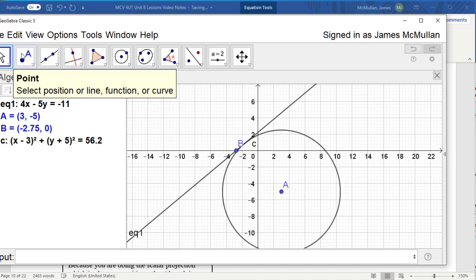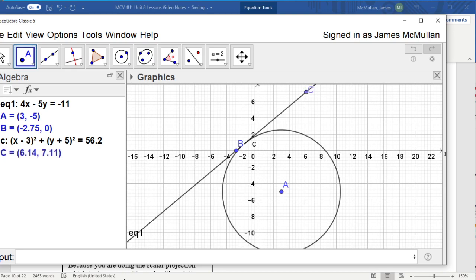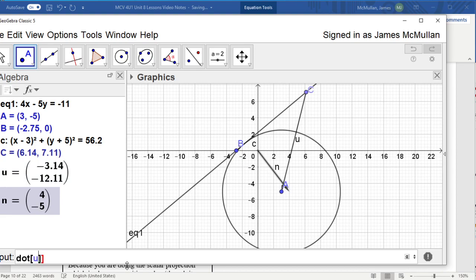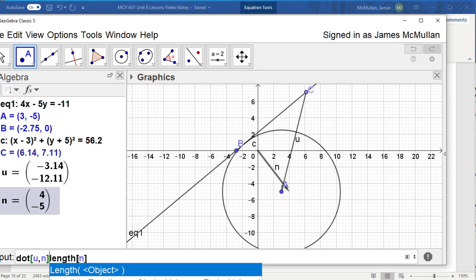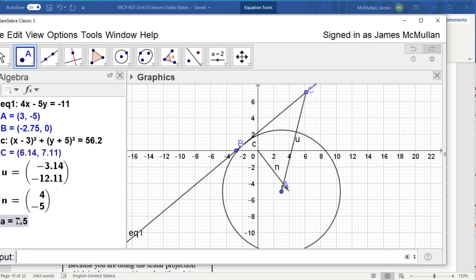Okay, again, let's do the vector solution. Make a random point. We'll go vector C to A. Then we're going to draw the normal vector, which is 4, negative 5. And then we're going to do the dot product divided by the length of n. Okay, and 7.49634, which should be the same number as 48 divided by square root 41. Yeah, so there we go. So approximately 7.496, let's say.